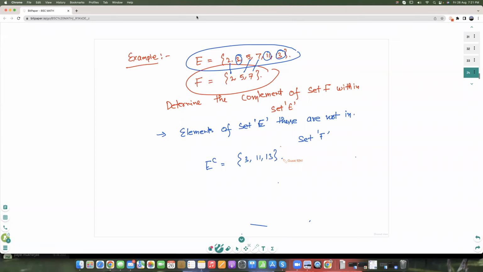Is there any doubt, guys? No, sir. Understood? Yes, sir. So the complement of set F, right? Yes, it is.